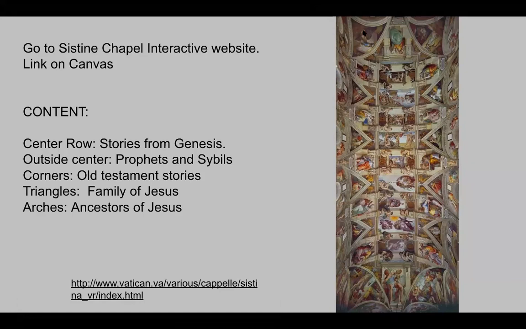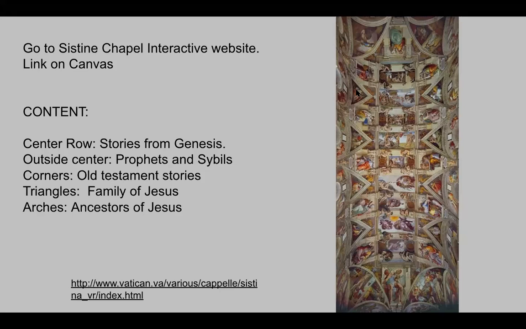In the corners, we have poignant Old Testament stories. So they're in these triangular kind of pendentive shapes. Can you guys see those pendentives on the corners? Then we have these little triangles, right, that connect this ceiling to the walls, and those are family images of Jesus and the ancestors of Jesus. So the arches and the triangles are all like ancestry.